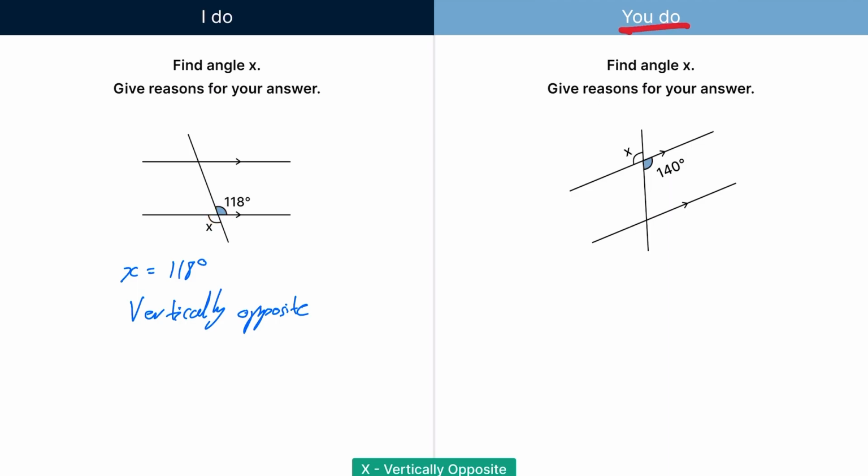Now again, hopefully you've pressed pause and had a good go at the example on the right. So again, in this case, they're both just vertically opposite to each other. So we just say, well, X is 140. And the reason for that is because they are vertically opposite. Now giving the reason is key to getting the mark, okay?